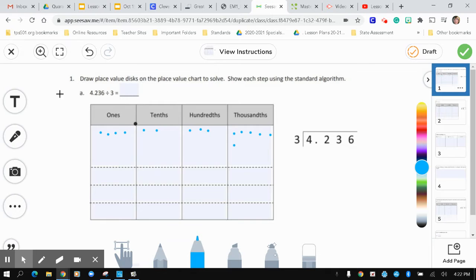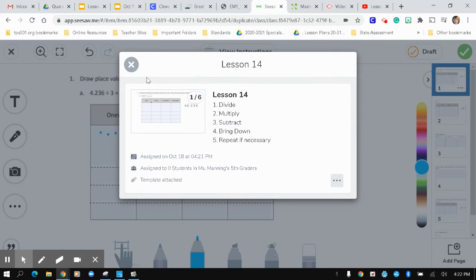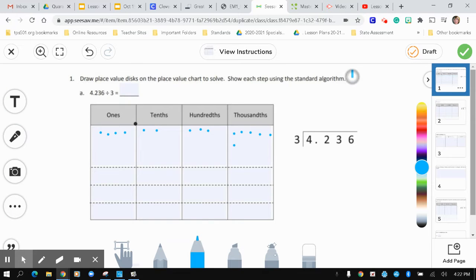All right, so first we're going to start in our ones place. Over here, what we would be doing is we would divide. What we would be dividing would be 4 divided by 3. So first I'm focused on 4 divided by 3. I know that it can go 1, 2, 3. So I got rid of 3 of those. I have 1 left over. So 4 divided by 3 equals 1.